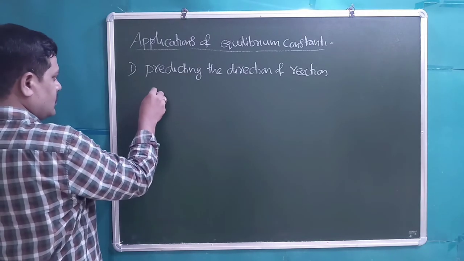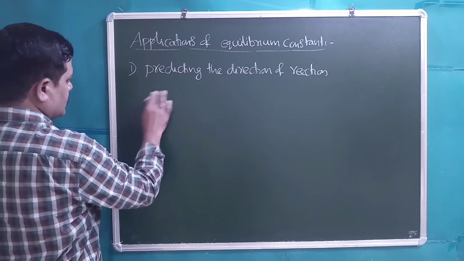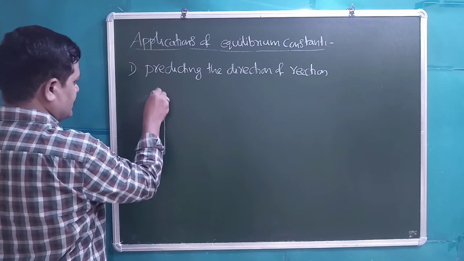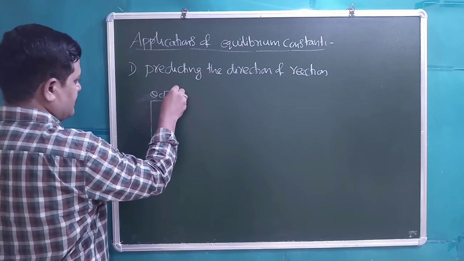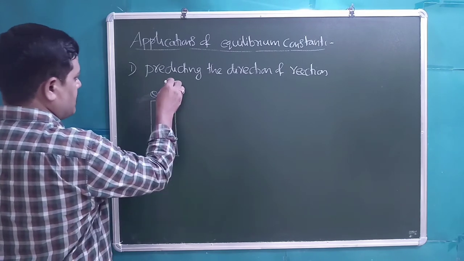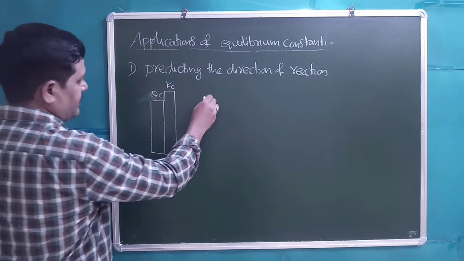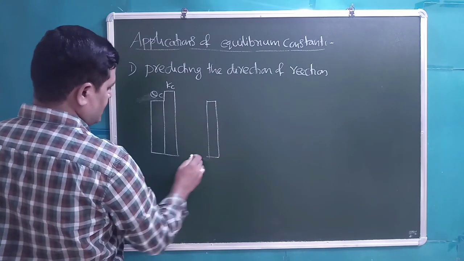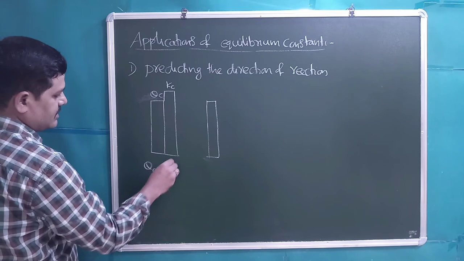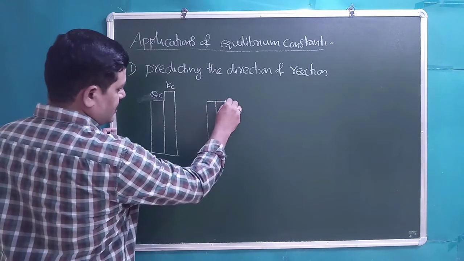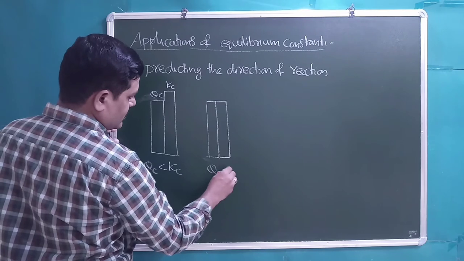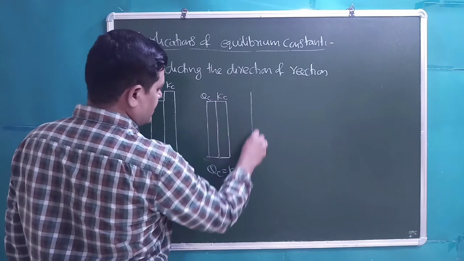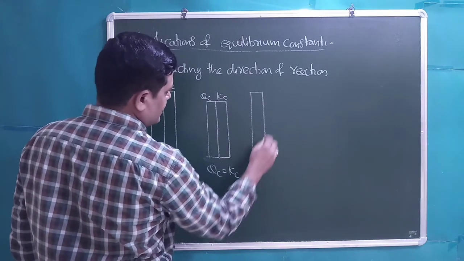Students, for example, the reaction quotient is indicated with Qc, and the equilibrium constant for the particular reaction is Kc. Let us consider three different cases. The first one is Qc is less than Kc. The second one is Qc is equal to Kc. The third case is Qc is greater than Kc.